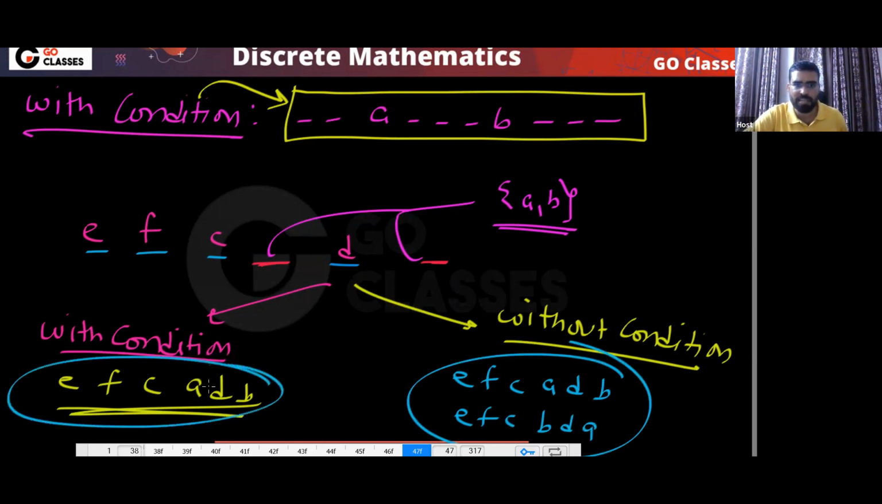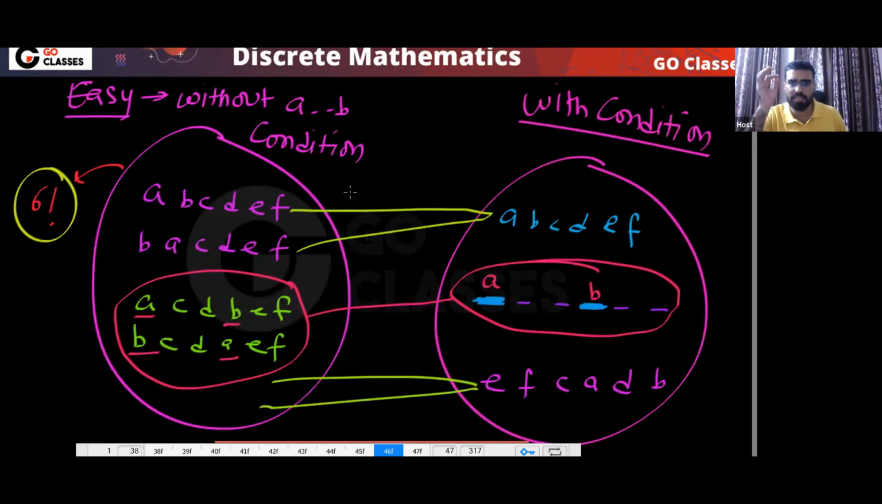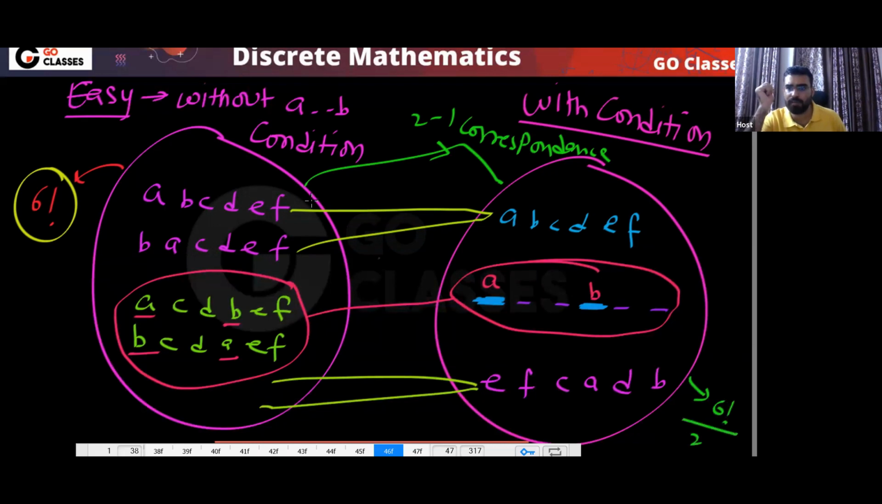So finally, what I am saying is that you can create a 2 by 1. You can just check it out. This will be your 2 by 1 correspondence. Can you see? Yes or no? So finally, what will be the answer? That will be 6 factorial divided by 2.